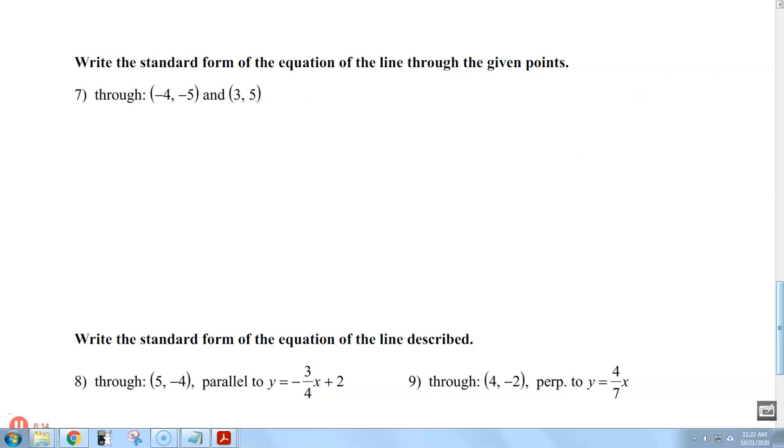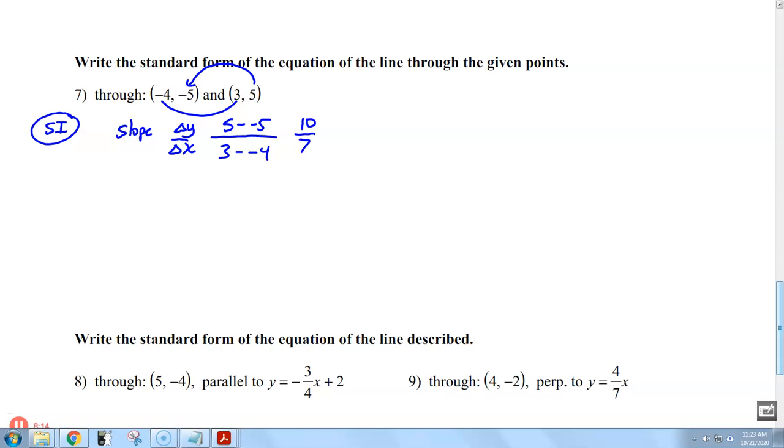Moving on down, number 7. Similar type of problem, just an extra step, because before we can write slope-intercept form, remember that's where I'm going to start, I don't have the slope or the intercept. So let's get the slope. The slope, remember, is the change in y over the change in x. So change in y, 5 minus negative 5. Change in x, 3 minus negative 4, gives me 10 over 7. All right, so I have a slope of 10/7.